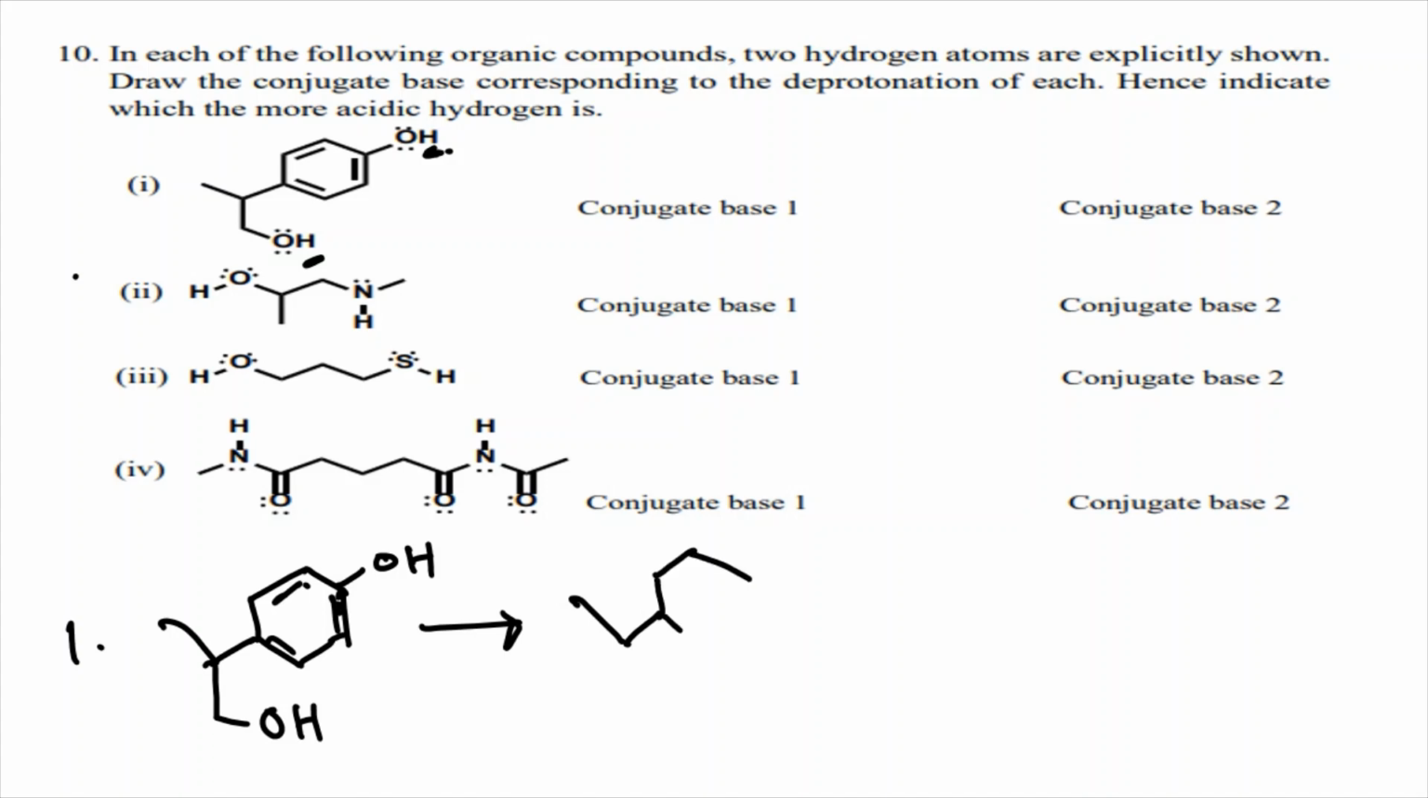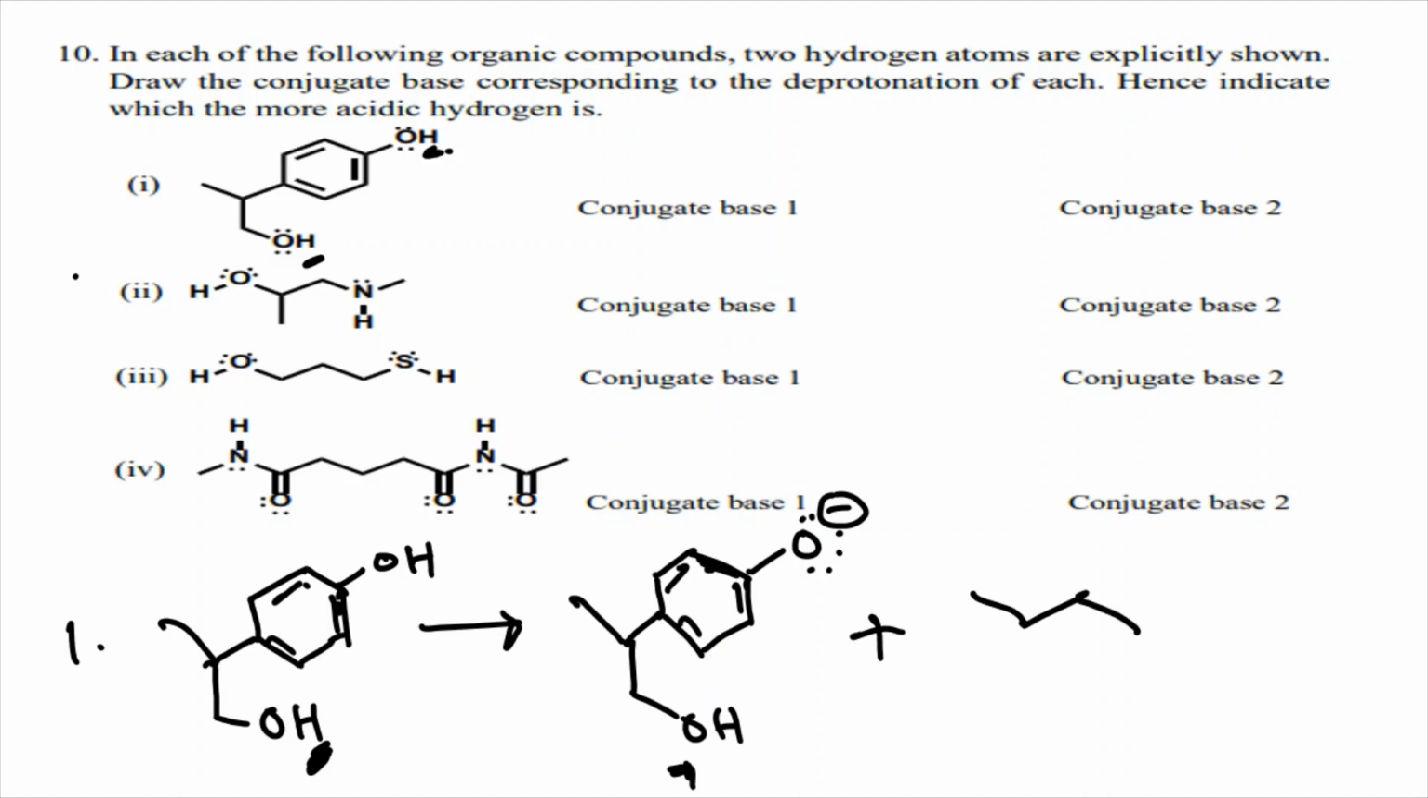So this will be conjugate base 1, negatively charged here. This is still intact. So this is conjugate base 1. And then conjugate base 2 will be where this hydrogen here is deprotonated. So conjugate base 2 will be negatively charged.